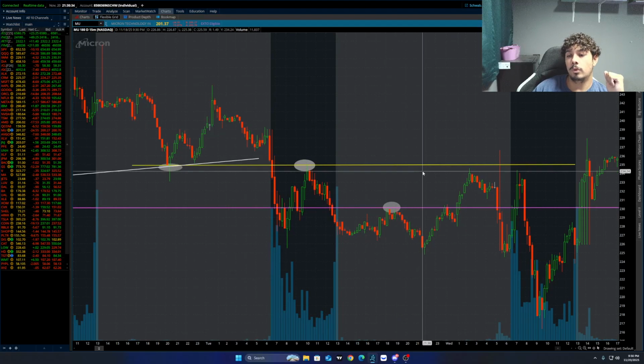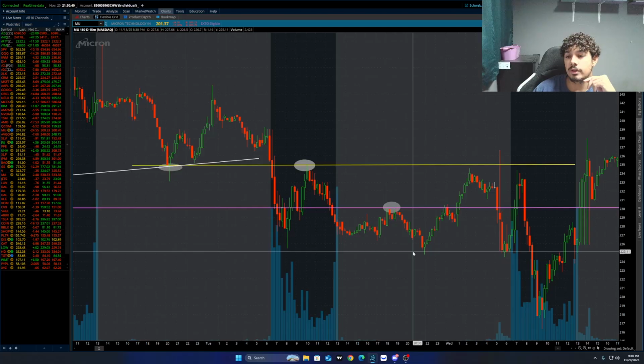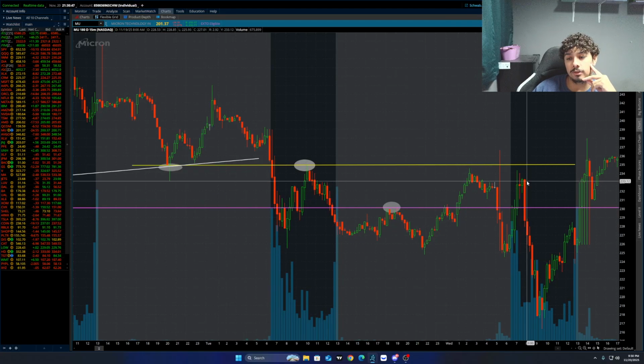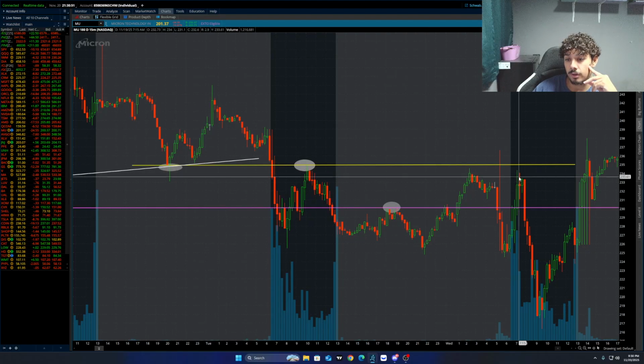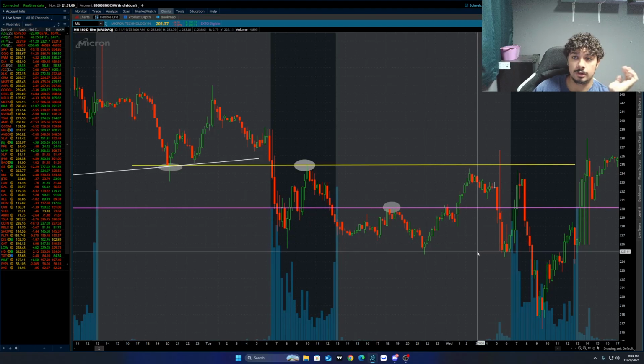225 from where? 234 to 225. A near $10 move from just this little. This would have completed my trade in an hour. Let's see, 8:15, 7. So about an hour and 15. This would have made me probably a lot of money depending on my contract.